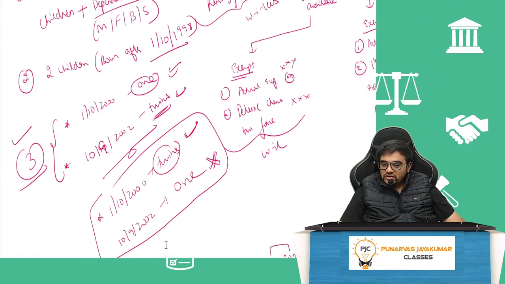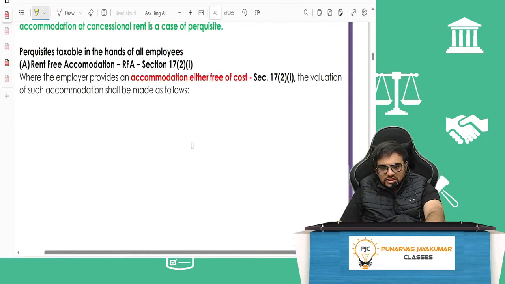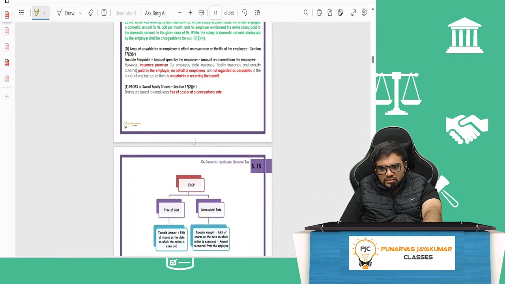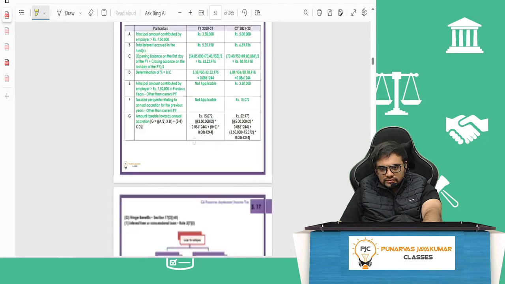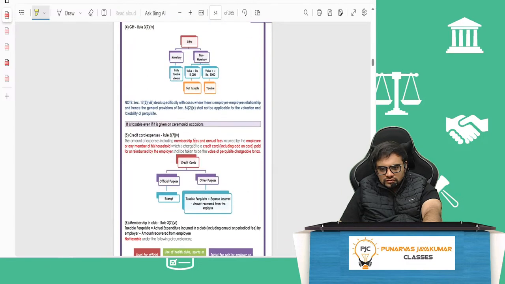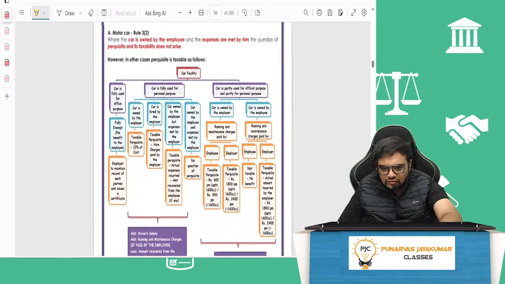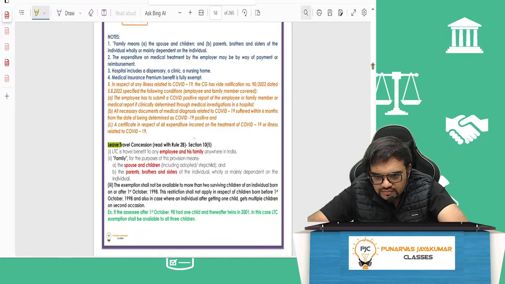On the other hand, on 1st October 2000, twins came. And then on 10th November 2002, one child was born. What do you think? Will you take it as 1 or 2? LTC. We'll come to RFA. What do you think? You'll take it as 2 or 1?